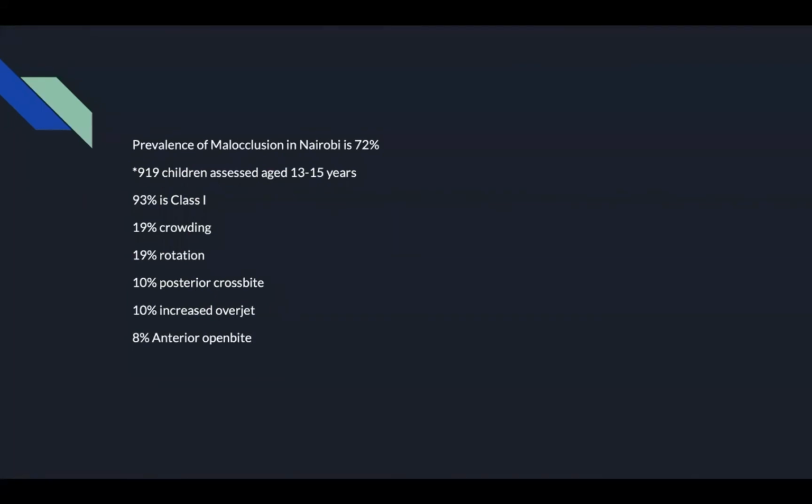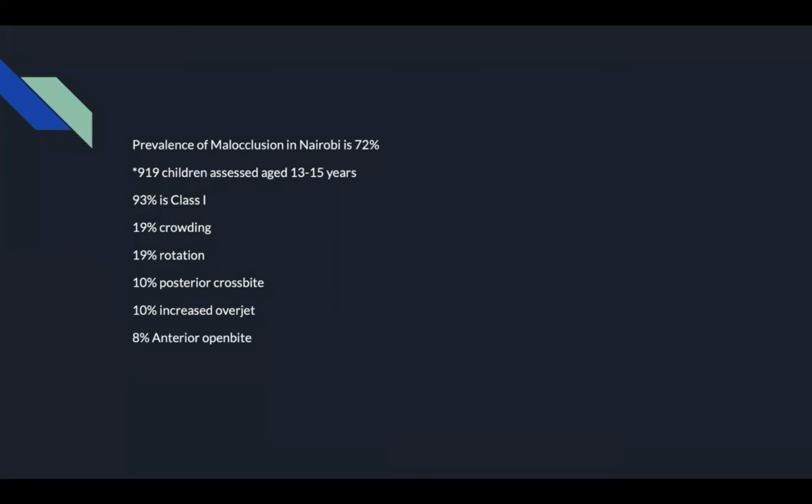The study was done on kids between 13 and 15 years of age going to school. Around 19 students were assessed, and they saw that 93% of the 72% are all class 1. So it is very good news that all class 1 cases can be treated by general dentists if they know the basic principles. So 93% of the cases were class 1, 19% suffering crowding, 19% rotations, 10% posterior crossbite, 10% increased overjet, and 8% open bite.